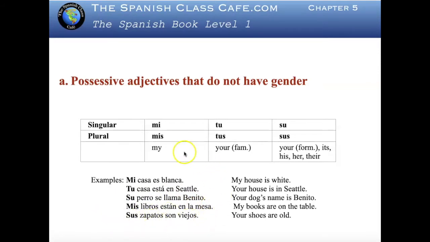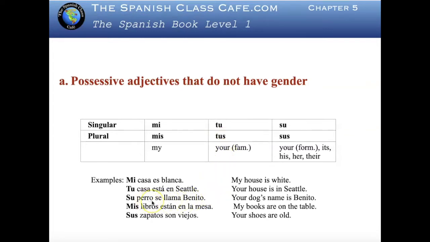Notice how the chart works. You need my house, then you're going to go here, mi. Now, if this was casas, plural, my houses, then you have to go to mis casas. You have to change the verb to son blancas. Now, this in plural will be tus casas. Tus casas están en Seattle.